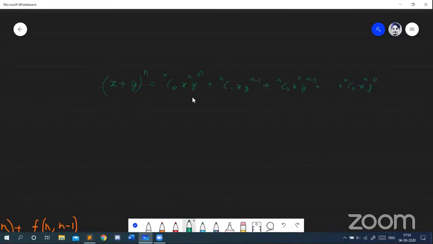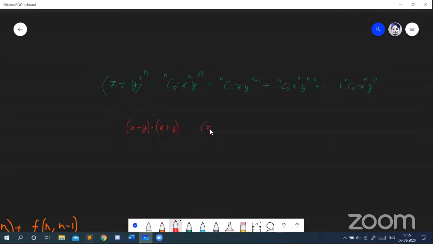Now this looks pretty intimidating at first, and when I first tried to prove it, it so happened that I used induction. But this complicated looking theorem can easily be proved using combinatorics. And here's the idea. I consider x plus y written down n times, and that's what multiplication is, right? I'm just multiplying x plus y by itself n times.